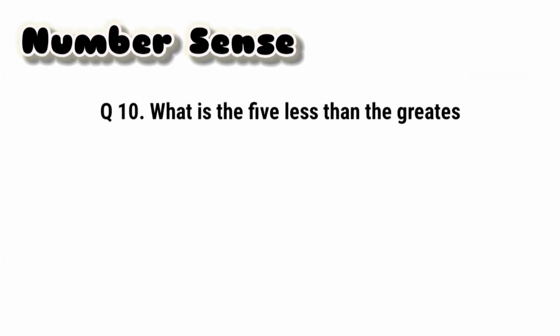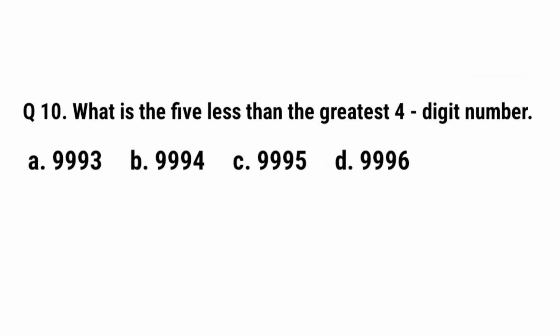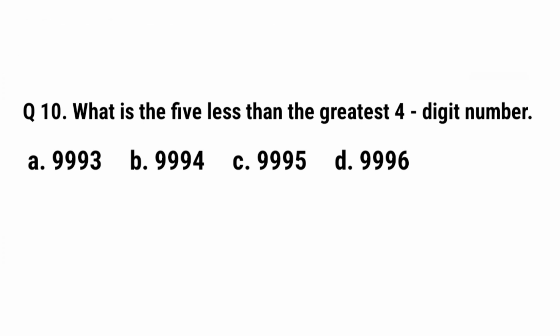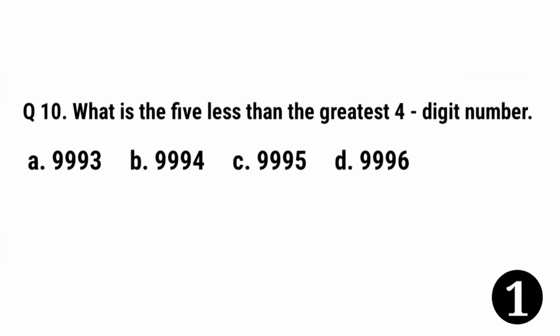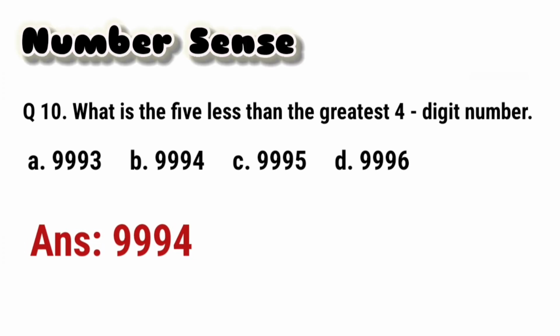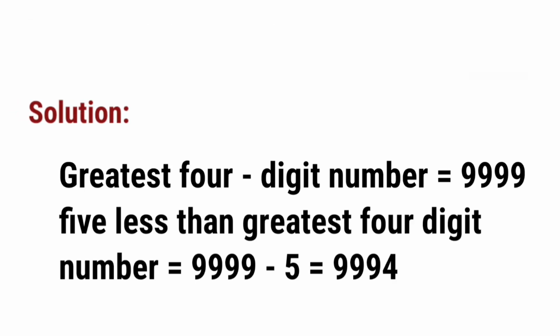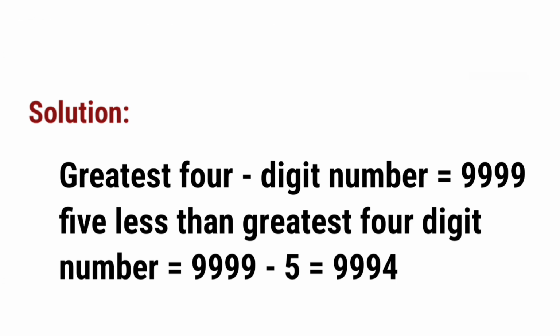What is 5 less than the greatest 4-digit number? A 9993, B 9994, C 9995, D 9996. And the answer is option B 9994. Greatest 4-digit number है 9999. 5 less than greatest 4-digit number, that is 9999 minus 5, is equal to 9994.